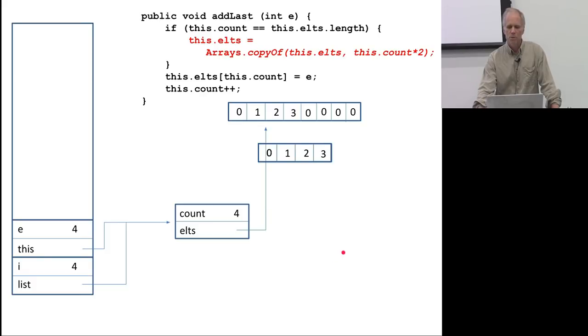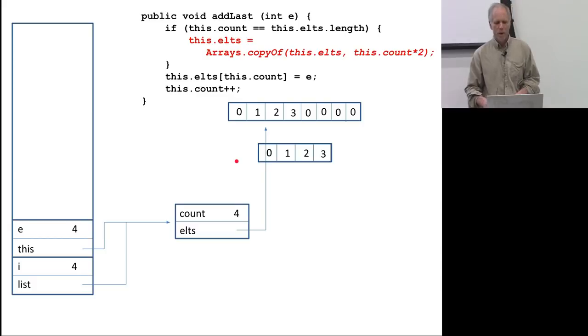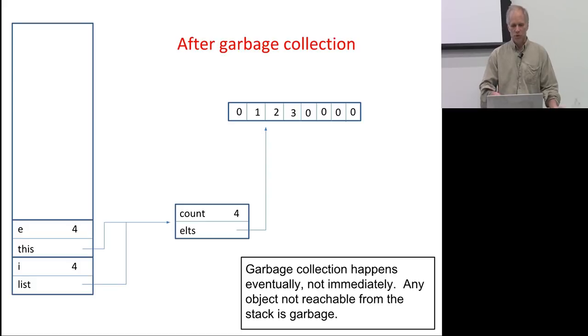And then what becomes of this leftover array here with no references to it? It will eventually be garbage collected, because it's useless now. There's no way to get to it from the stack, so it's garbage. I animated it so it happened immediately, but it doesn't necessarily happen immediately. It happens when it needs to. Okay, so our object has changed.